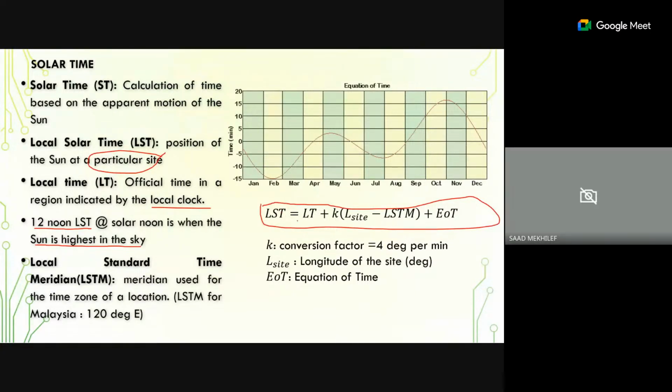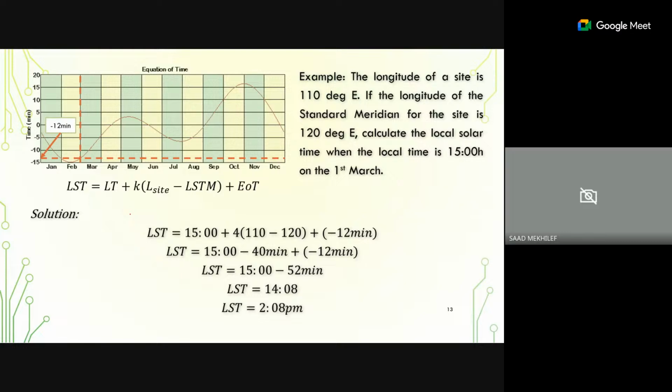The LST equals LT plus K times L site minus LSTM, plus the equation of time. So K is a conversion factor, which is 4 degrees per minute, and L site is the longitude of the site, and then the equation of time. So when we want to calculate the local solar time, we always use this equation.